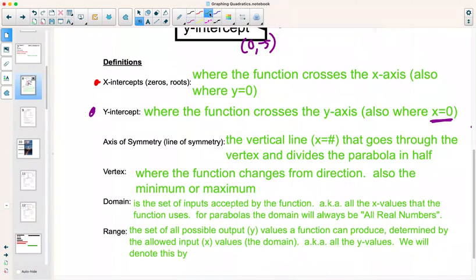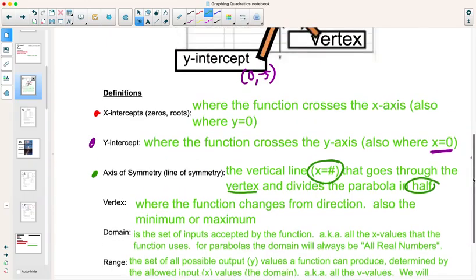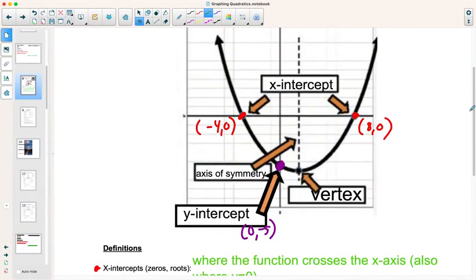Axis of symmetry. Okay, the axis of symmetry, or line of symmetry, is the vertical line where x equals some number. So it's an equation because it's a line. It goes through the vertex and divides the parabola in half. Makes sense because it's an axis of symmetry, not an axis of asymmetry. You know the difference? It's this dashed line right here, and it goes right through the vertex, as you can see. It is x equals some number. This particular x value looks like it's 2, right? X equals 2, that'd be the equation.